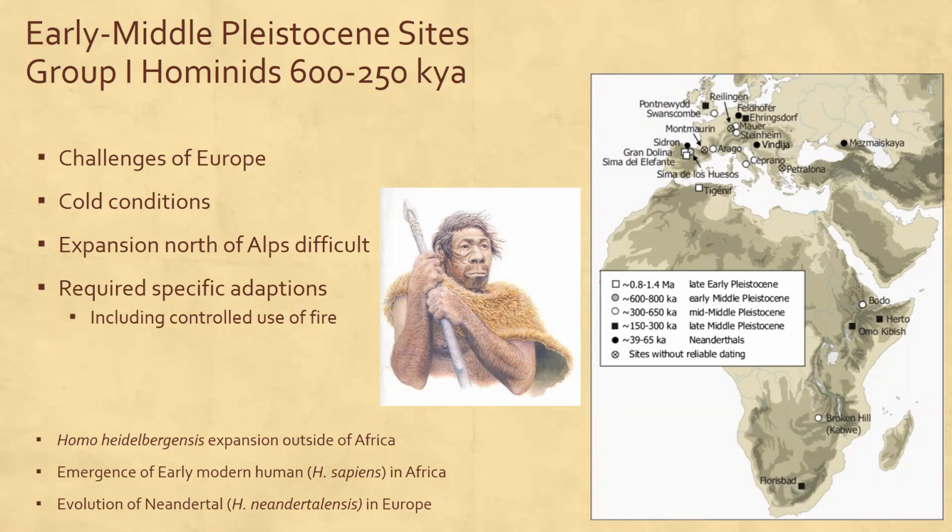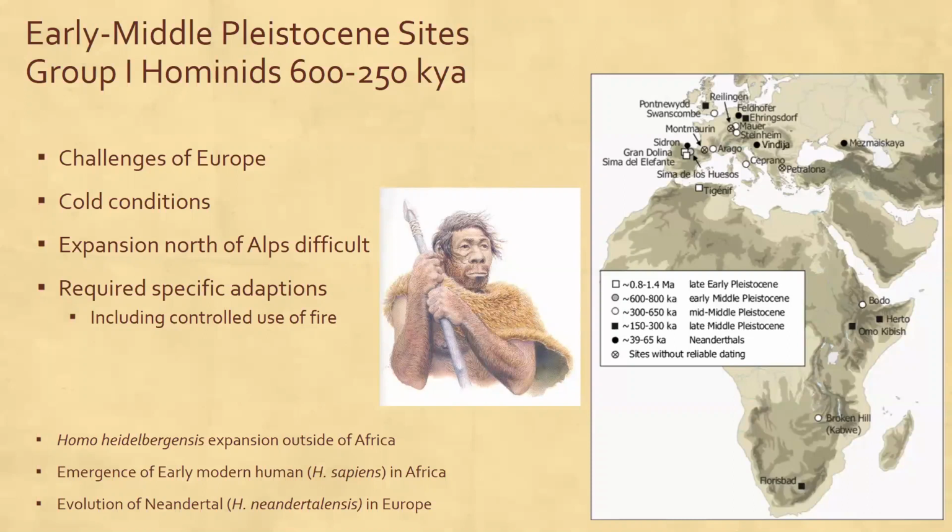But as you can see, as early as 1.4 million years ago, early hominids did get into southern Europe, in particular at sites like Grandolina, Cima de los Huesos. In that area of the Pyrenees, we have some very early hominids in what is the warmer parts of Europe.